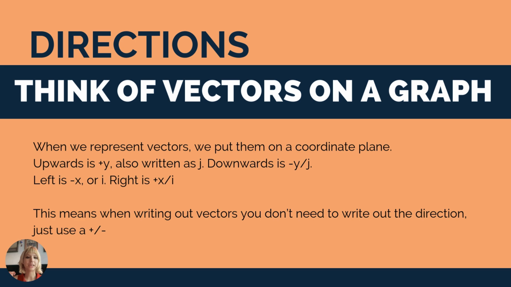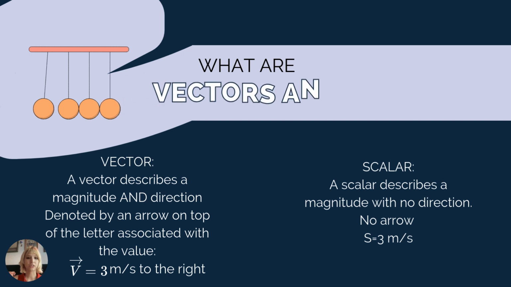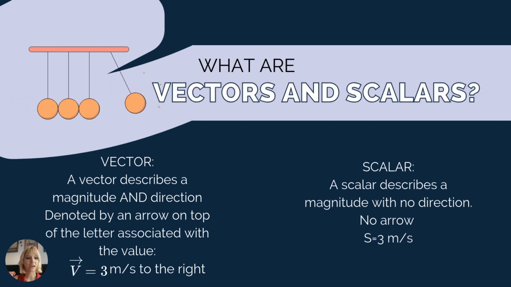This means when writing out vectors, you don't need to write the direction. You can just use a positive or negative. So going back to this slide, if we were to say velocity equals 3 meters per second to the right, since it's to the right, we could just say 3 meters per second i hat, or 3 meters per second in the positive x direction. It means the same thing.